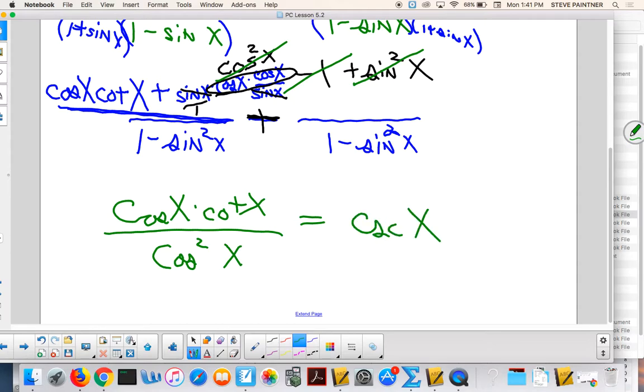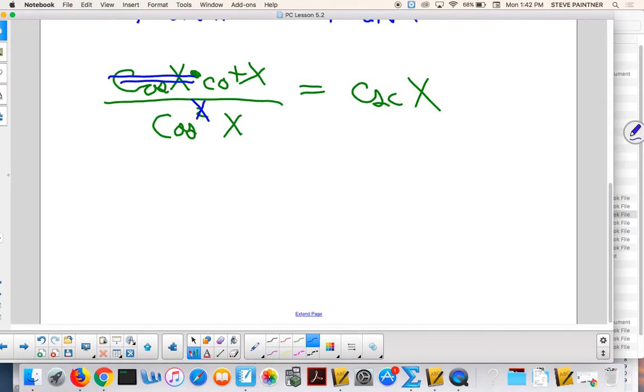Okay, now look what you have. You have a monomial. I know it looks like two terms. It's not. It's multiplication over a monomial. Does anything cancel? That's cosine times cosine on the bottom and a cosine on the top. Doesn't this cosine go away with one of those cosines? Yeah. So now what's left on the bottom is cosine of x.